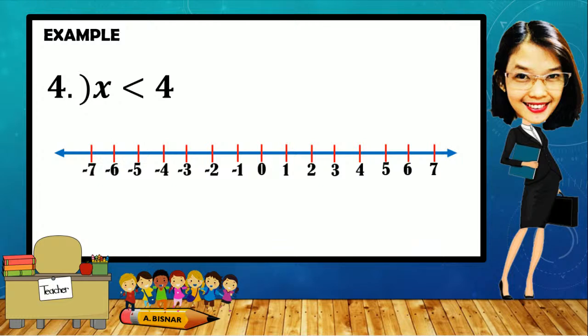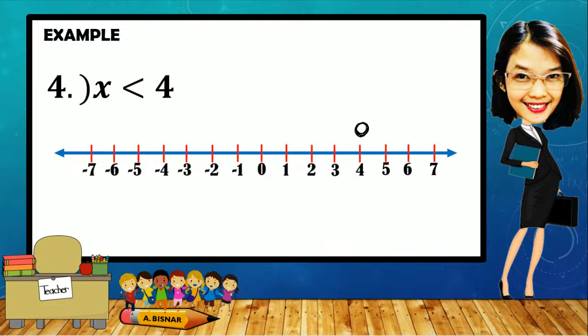In number 4, x is less than 4. So, in here, we have to identify where is 4. So, this is 4. So, again, circle with no shade because 4 is excluded. Walang shade, ha?